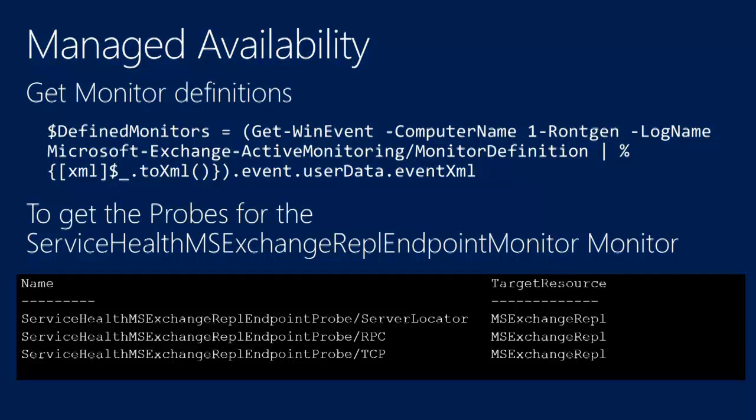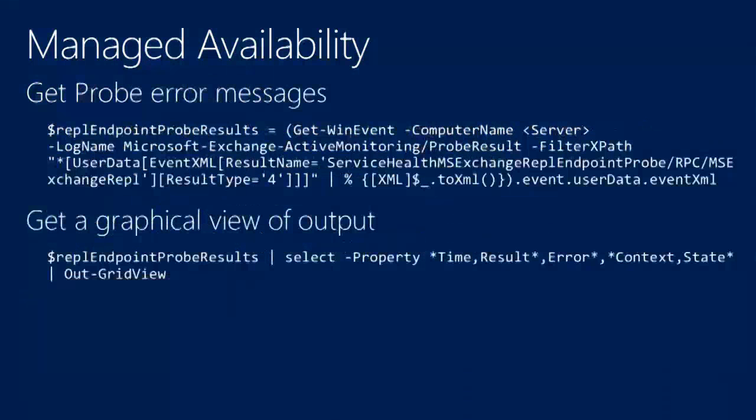So now we want to interrogate the probes. And to do that, I just get the probe error messages, which, again, you'll find in the event log. So here, I'm going into the probe result event log, and I'm looking for, again, that Service Health MS Exchange REPL Endpoint Probe. And once I have that information, it will give me all of the XML information that contains the error messages. But it's going to give that to me in the command shell, and I don't want it in the command shell because it's going to be XML and there's going to be a lot of columns, and so I would like it formatted prettier.